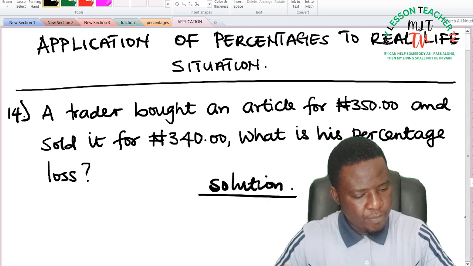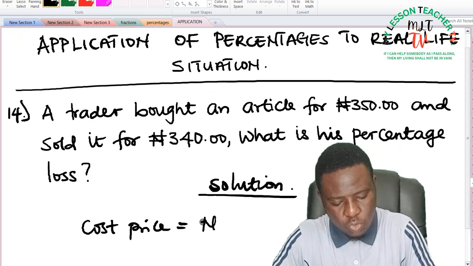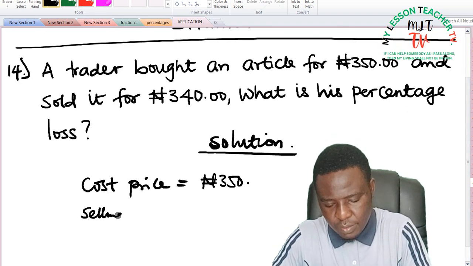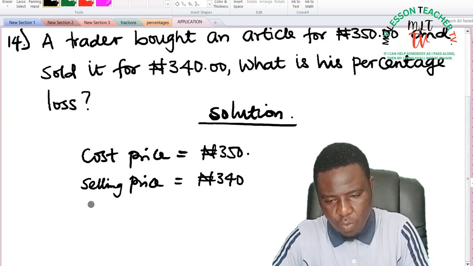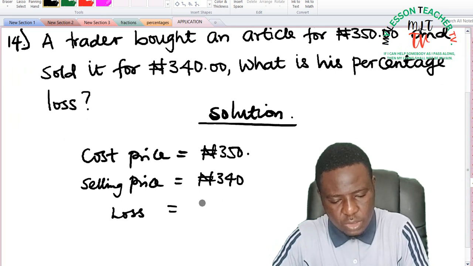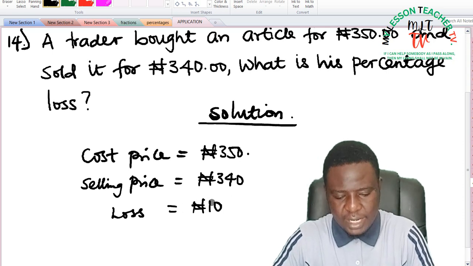So, the actual price, or let me call it the cost price, is said to be equal to 350 naira, while the selling price, he sold it for 340 naira. Now we are asked to calculate his percentage loss. But first of all, what is the loss? He made a loss of, when you subtract, you have a loss of 10 naira.